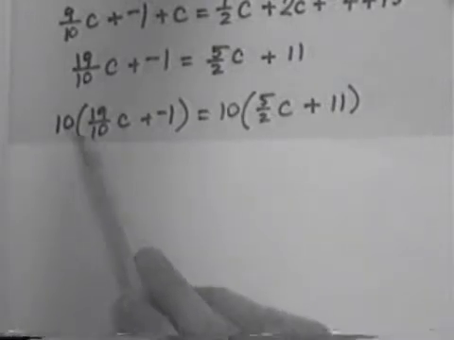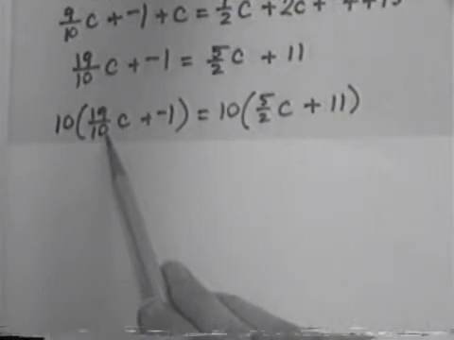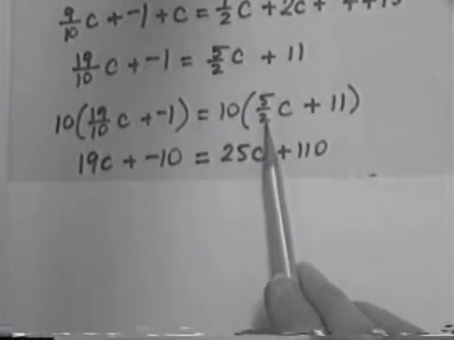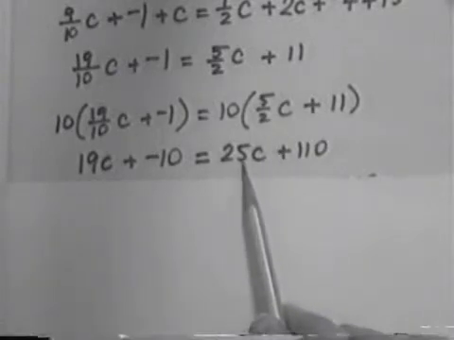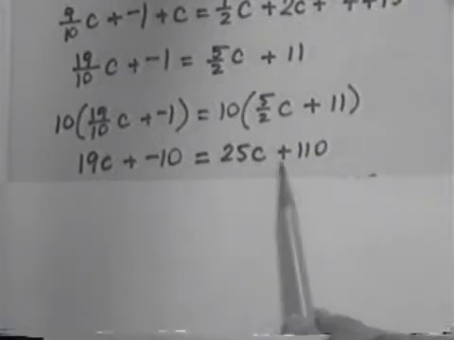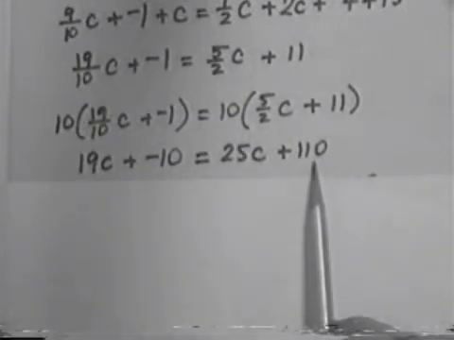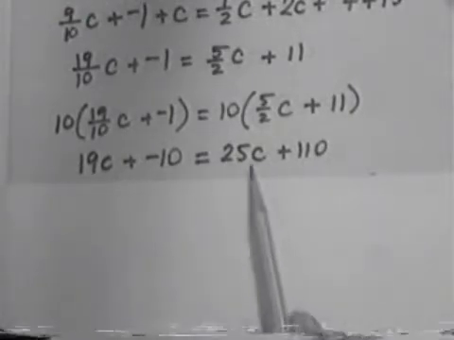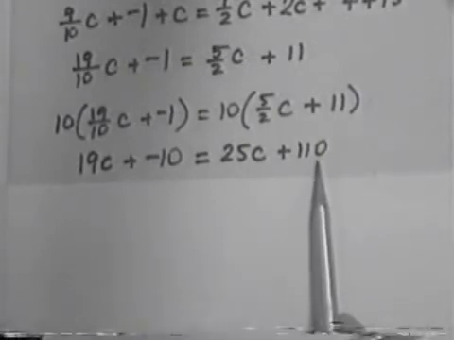Distributing the 10, we have 10 times 19/10 C, which is 19C, plus 10 times -1, which is -10. 10 times 5/2 C, which is 50/2 C. 50/2 is 25. So we have 25C plus 10 times 11 is 110. Notice now that we have variable plus constant equals variable plus constant without any fractions. And so we're ready for step 3, which is to sort laundry.